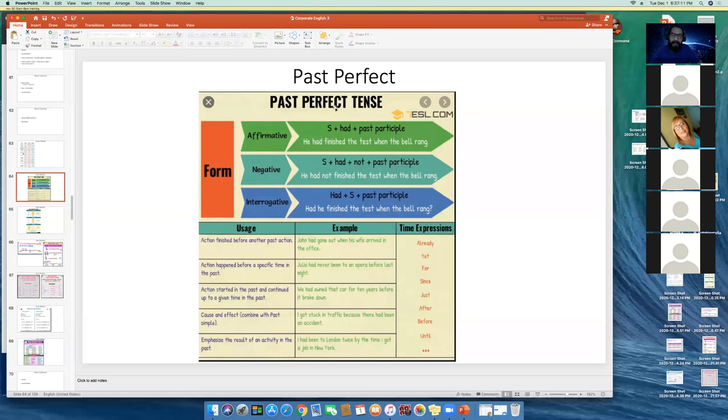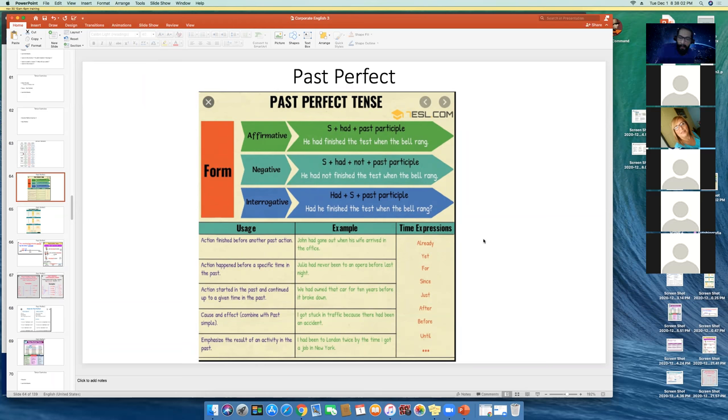The negative of that, you start off with the subject, you have the word had, but here you also have to incorporate not. And then the past participle. So he had not finished the test when the bell rang. You have the positive, you have the negative. Y ahora llegamos a la pregunta. Had he finished the test when the bell rang? Y él ya había completado el examen cuando sonó la campana. Had he finished the test when the bell rang? And then you leave it like that.